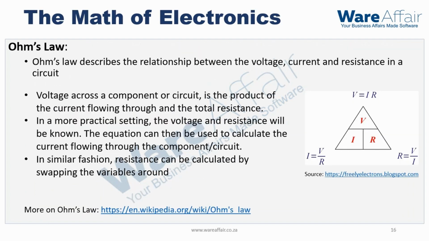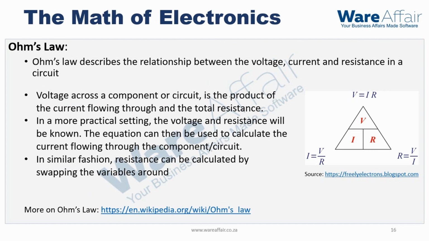In order for us to do electronic design, we have to understand the mathematics behind electronics. Ohm's law describes the relationship between the voltage, current, and resistance in a circuit. Voltage across a component or a circuit is the product of the current flowing through and the total resistance. In a more practical setting, the voltage and resistance will be known. This equation can then be used to calculate the current flowing through the component or the circuit.